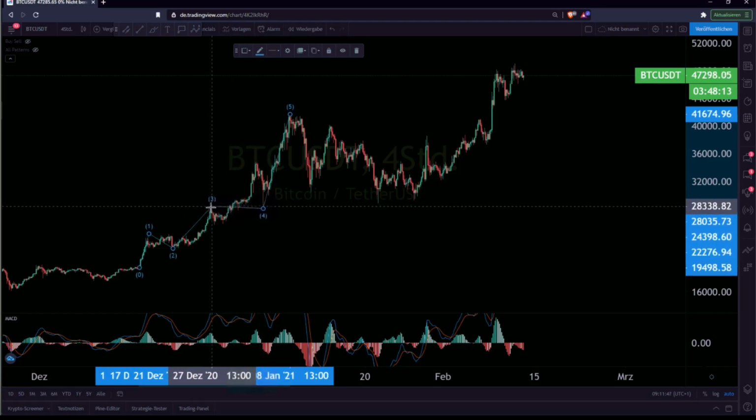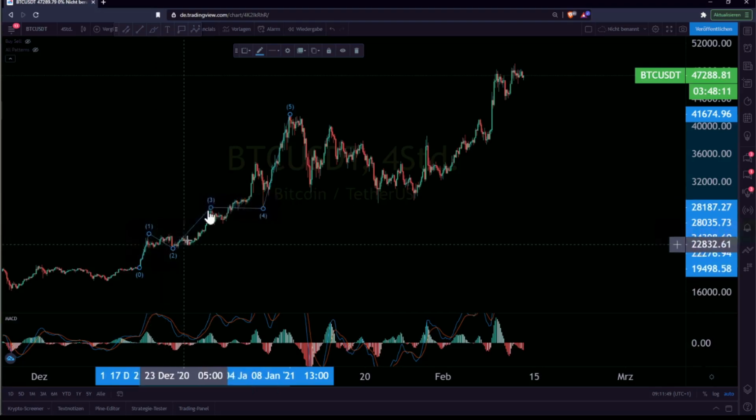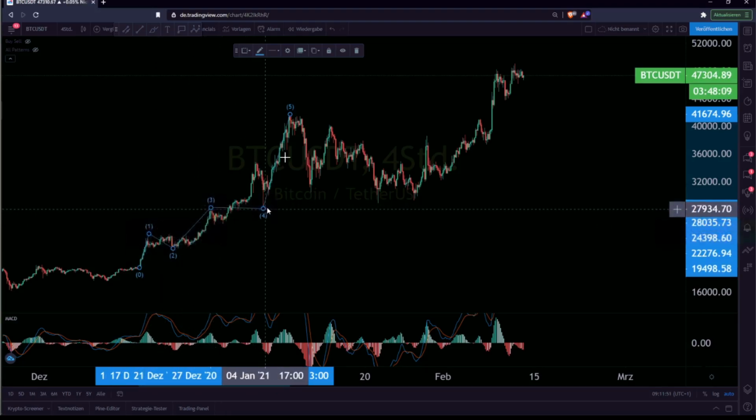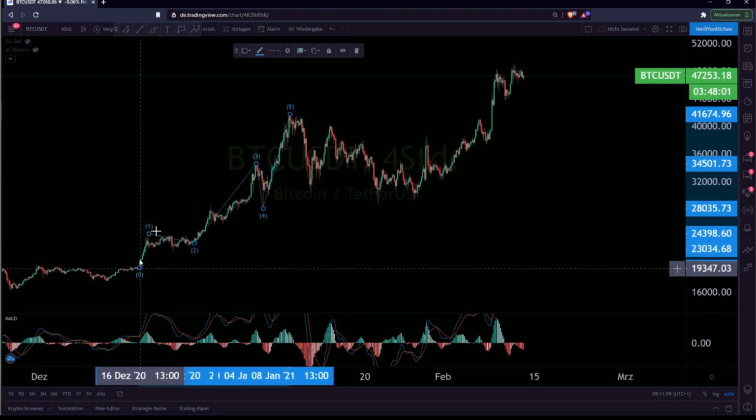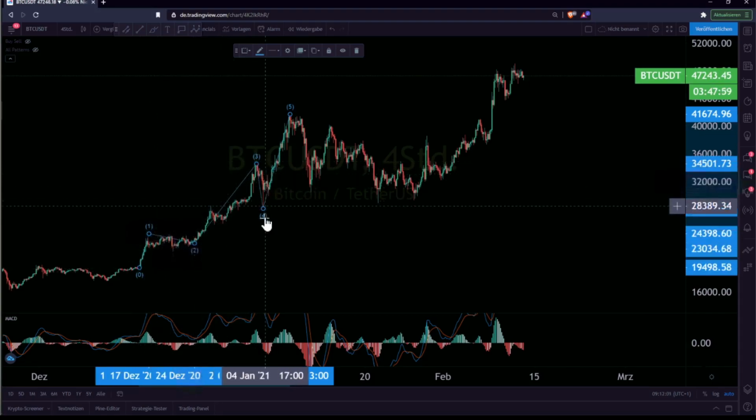It's not working so perfectly. The 1, 2, 3, 4, 5. It's not so good in my opinion. It's maybe better: maybe 1, a 2, a 3, a 4, a 5. It's okay. It's not fitting perfectly, but take a look at this.